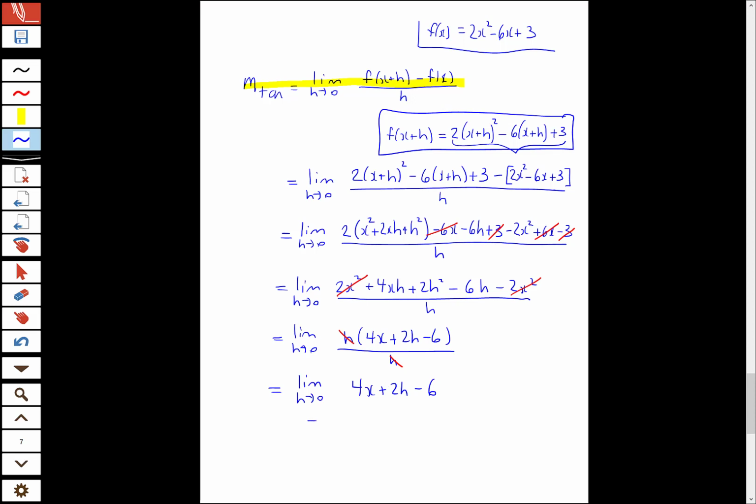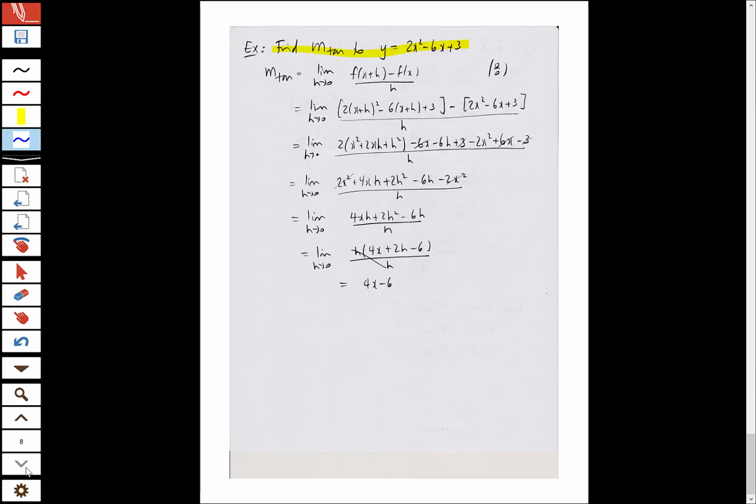At the point where you're going to actually sub in, you no longer need your limit sign, and you now just replace the h with the 0. So we're getting 4x minus 6. So that gives us the slope of the tangent line at any given point to the function that we started with, which was this guy up here. So let's go back to the question and just confirm that we've done that correctly.